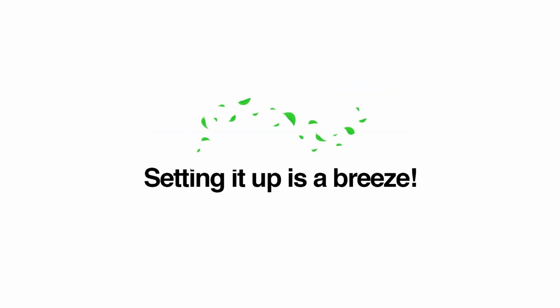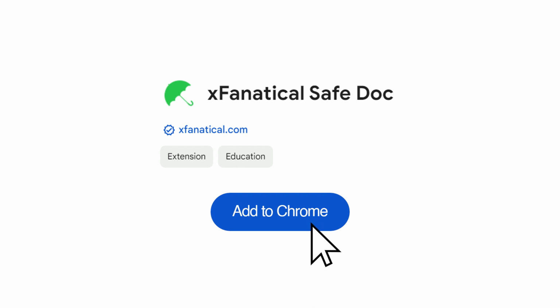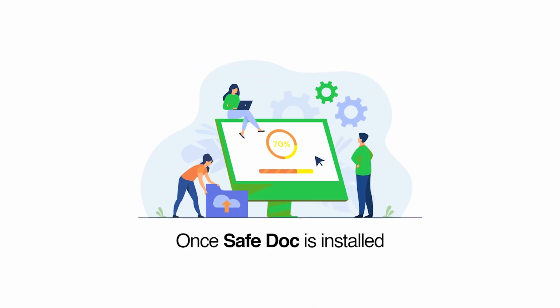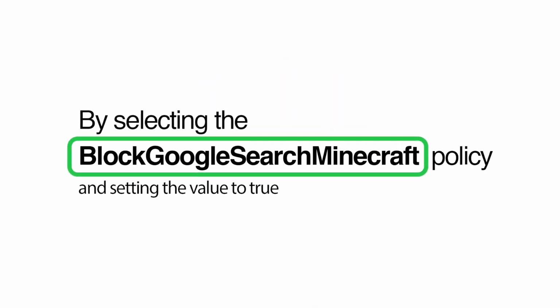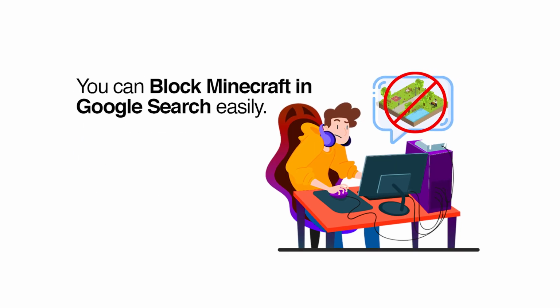Setting it up is a breeze. Go to the Chrome Web Store page, search for Safe Dock, then click Add to Chrome to add this extension. Once it is installed, by selecting the Block Google Search Minecraft policy and setting the value to True, you can block Minecraft in Google search easily.